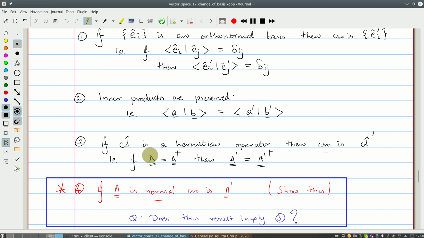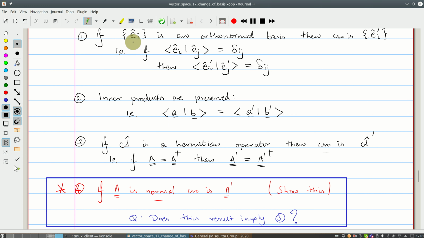Another thing is that if A is a Hermitian operator, then so is A prime. Okay, and this is what I'm going to leave for you. If A is a normal matrix, then so is A prime. And I also want you to think about this: if you prove that this holds, then does it imply result 3? Okay, think about it. So let's just show a couple of these results.